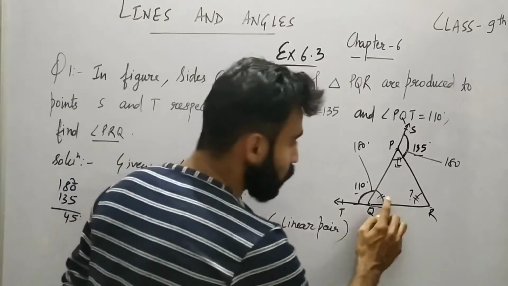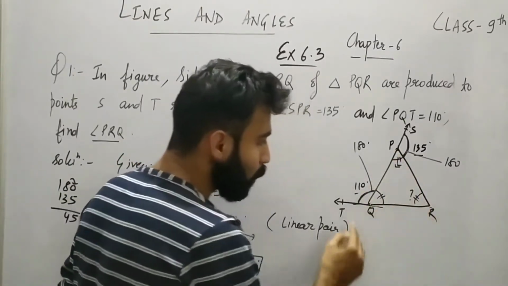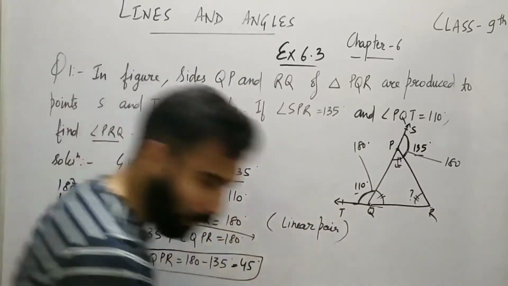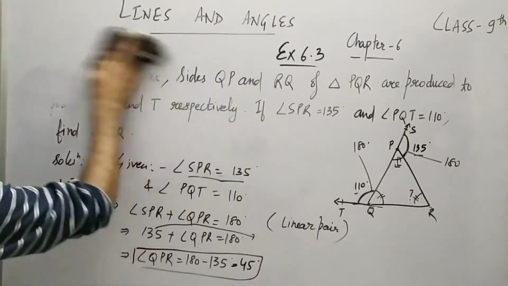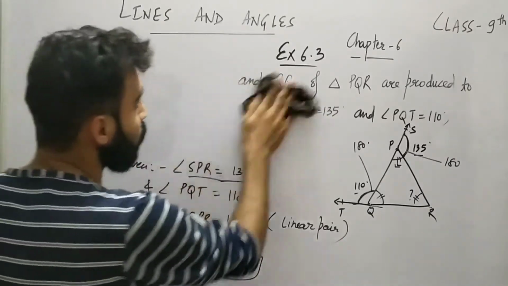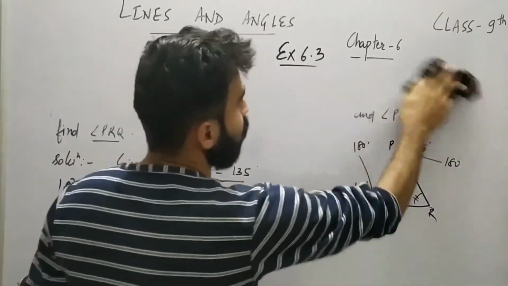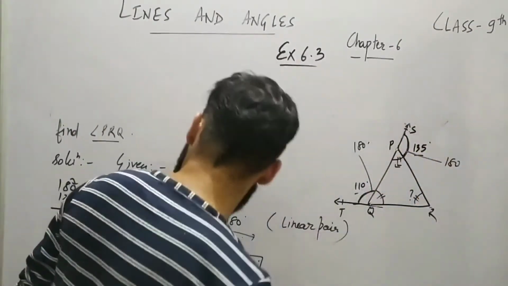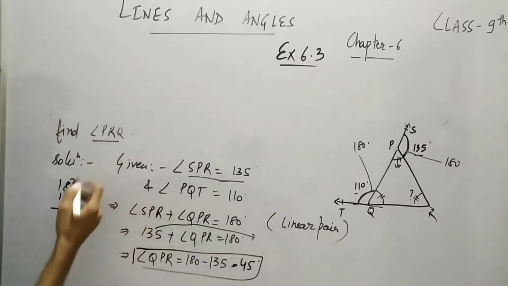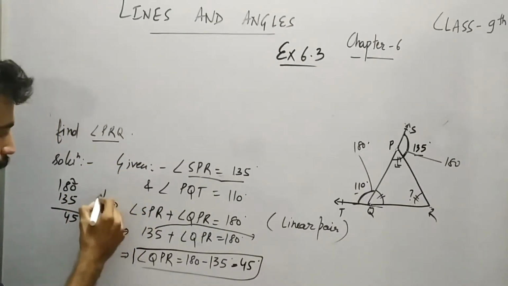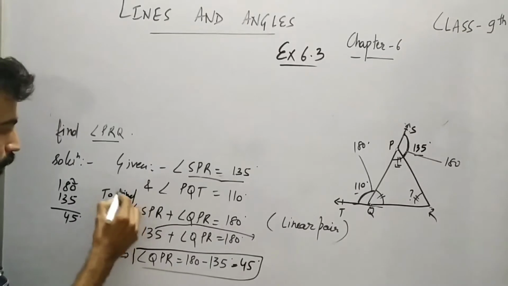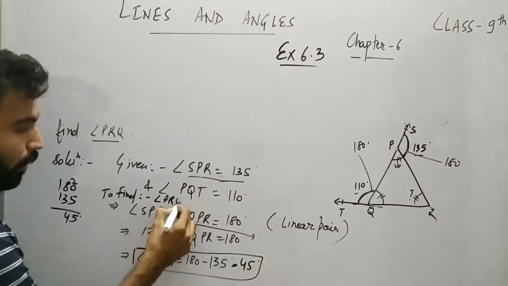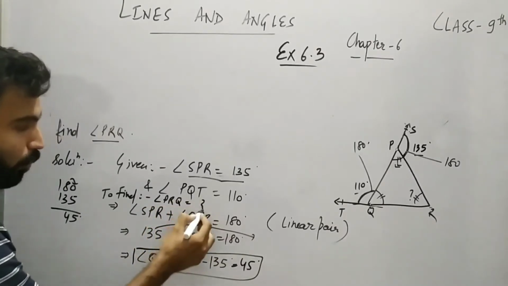Now the next step is we have to find angle PQR, because it is forming a linear pair with angle PQT, which we know is 110, right? So let me just drop this question here, because we know what we have to find out, and that is angle PRQ, right? So let me write that to find here: angle PRQ. This is the angle that we have to find here, right?